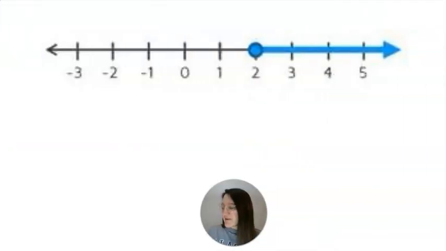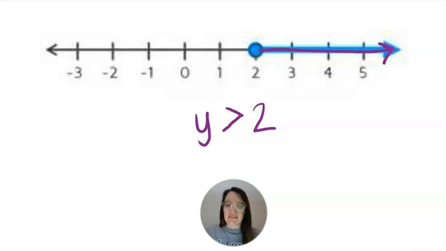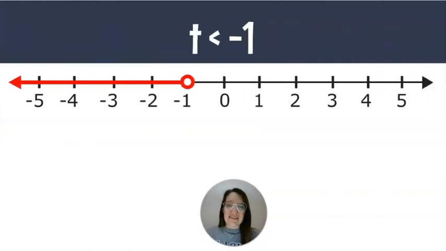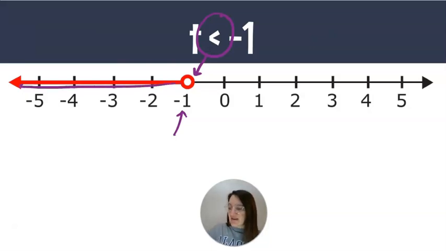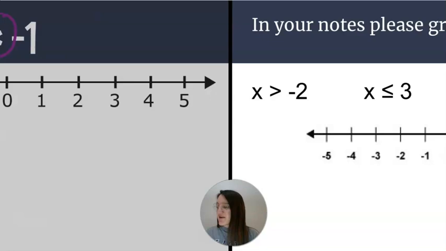What about this inequality? This time the arrow is going in the greater than direction. 3, 4, and 5, all of those are greater than 2. And then look, 2 is filled in. So let's do a greater than or equal to 2. All right. Is this t is less than -1? Well, we do have it at -1, so that's a check. It is just less than, so it should be open, so that is good. And it is all going in the less than direction. So yes, that one is correct.